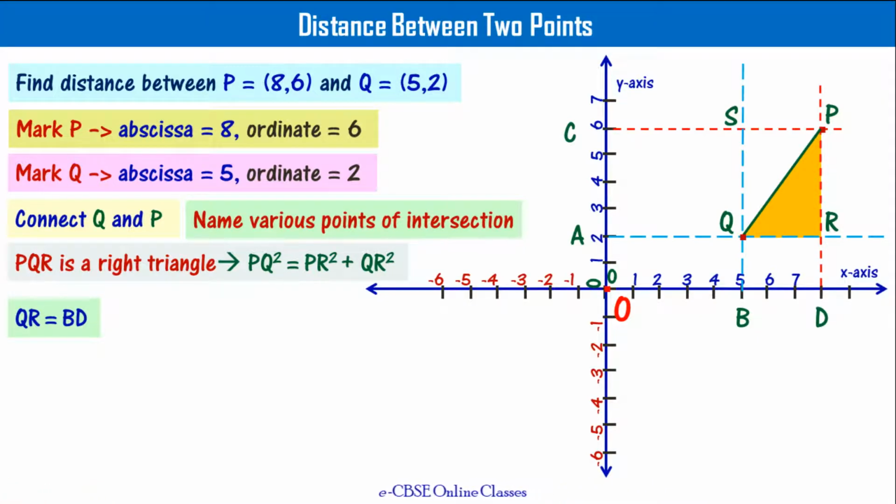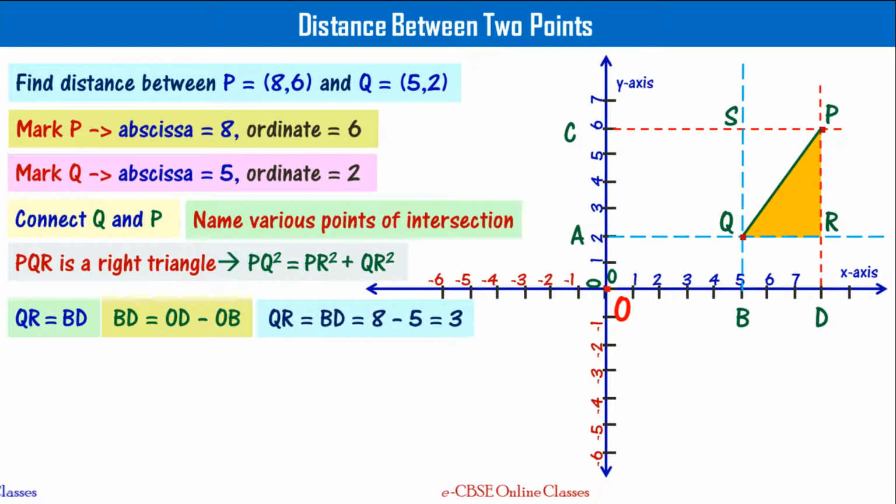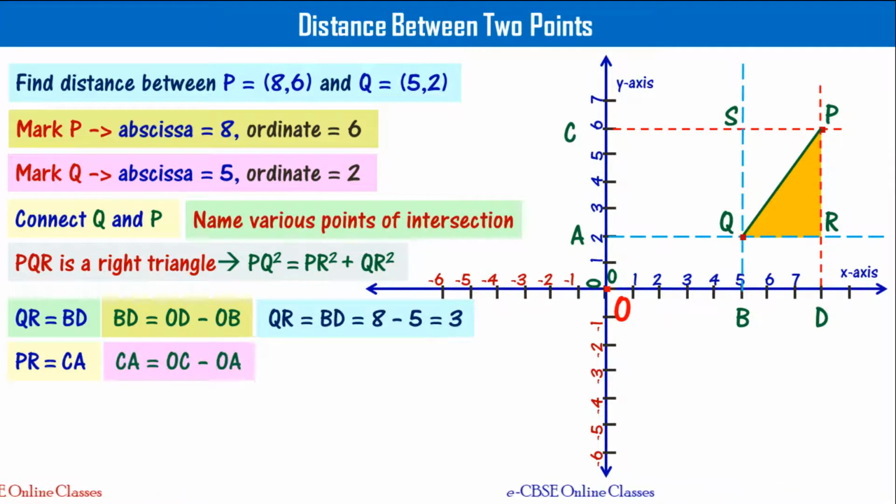As you see in the figure, QR is equal to BD. Now BD can be written as length of line segment OD minus length of line segment OB. It means that BD equal to 8 minus 5, that is equal to 3. As you see in the figure, PR is equal to CA, right? CA can be written as length of line segment OC minus length of line segment OA.